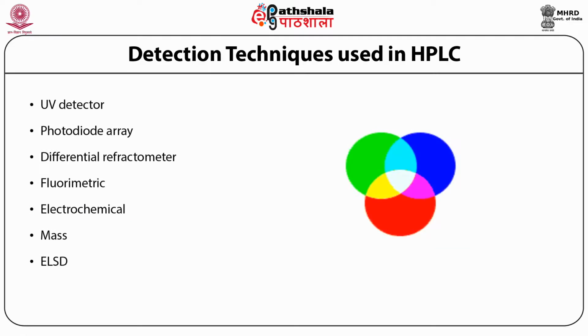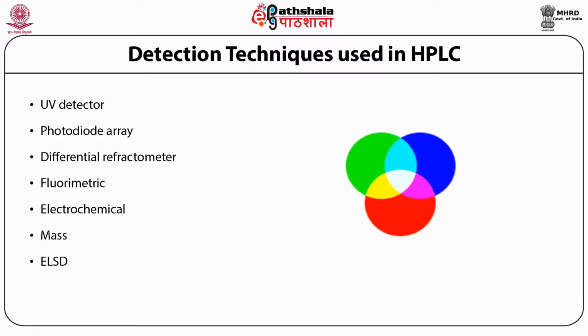I have explained to you already about the columns, column chemistries, peak dilutions, the void volume, etc. Now when I come to the detection techniques used in HPLC, the choice of detector depends purely upon the capability or character of the compound which is of interest.